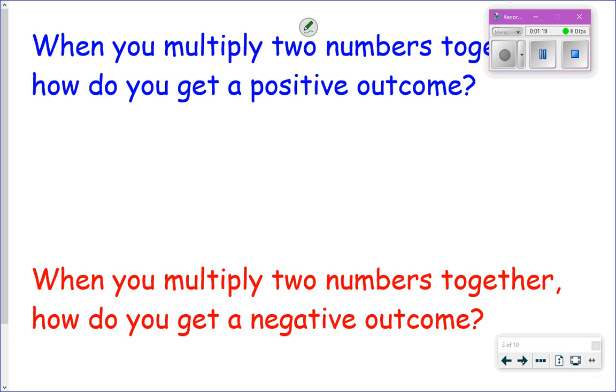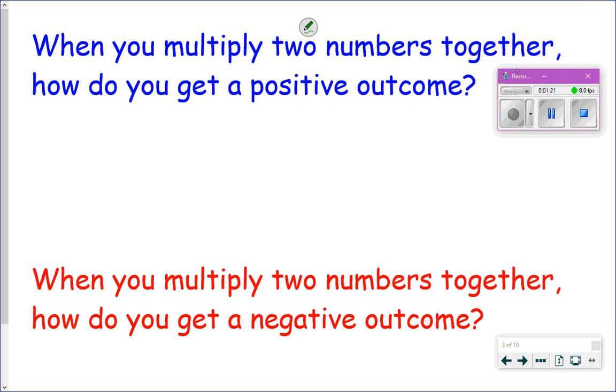These should be things that you guys already know, but we're going to highlight them and make sure that you guys understand them. So when you multiply two numbers together, how do you get a positive outcome? So if you're multiplying two different numbers, how does what they equal become positive? Well, if you multiply positive by positive, you're going to get a positive outcome. Also, if you multiply negative and negative, you're going to get a positive outcome.